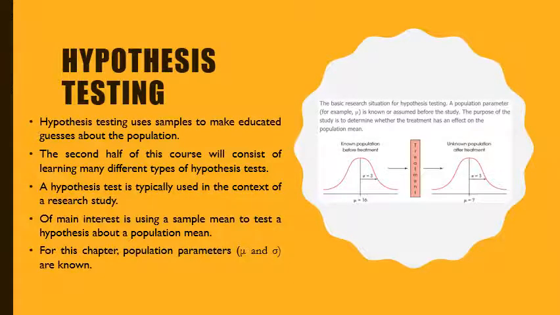So here's an example. You have a known population before treatment. It has a mean of 16 and a standard deviation of 3. And then you have a treatment. And you don't know what the population mean is going to be after the treatment. That's the goal of inferential hypothesis testing.